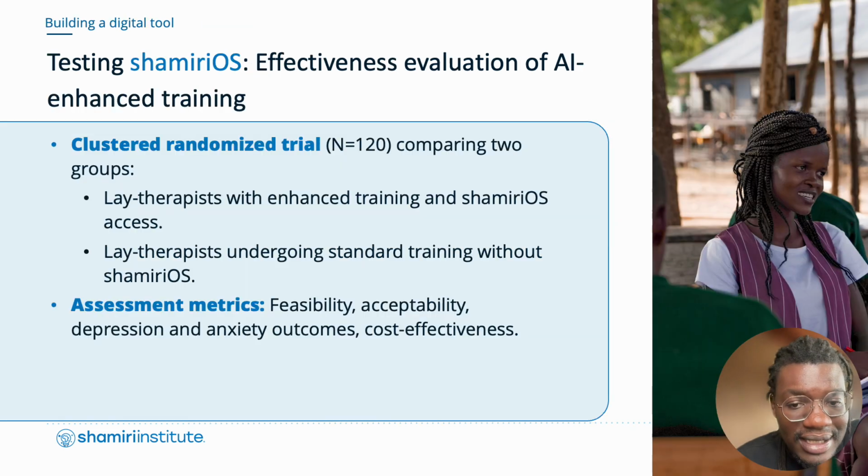And so once we build this AI model, what we're hoping to do in June, July, and August of this year is to conduct a cluster randomized trial where we will randomize lay providers and randomize youth to receive the intervention from lay therapists who've been trained with this enhanced training and have the Cheruiyot OS, and then lay therapists who have training as usual, where they just have standard training without Cheruiyot OS. And assessment metrics that we will use include feasibility, acceptability, depression and anxiety outcomes, and cost effectiveness.